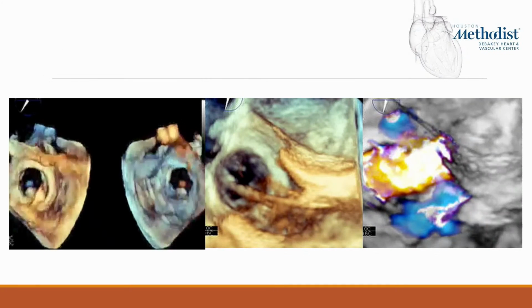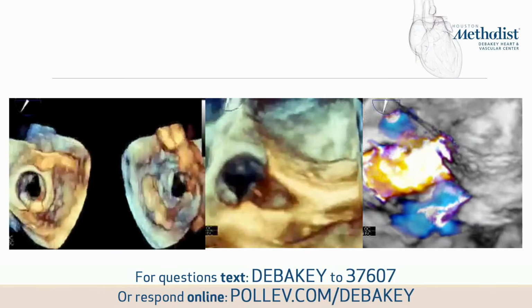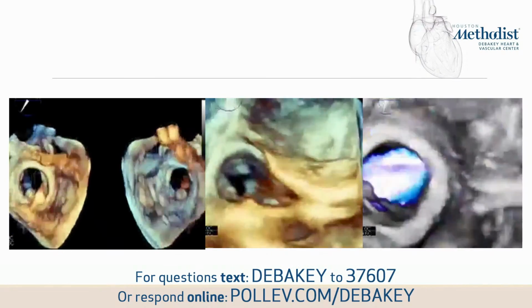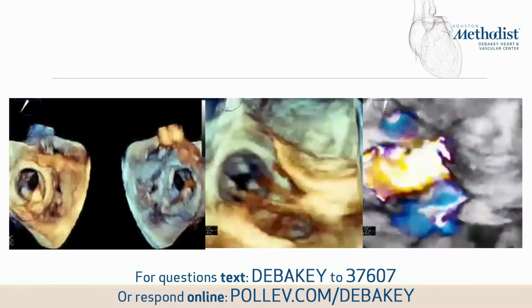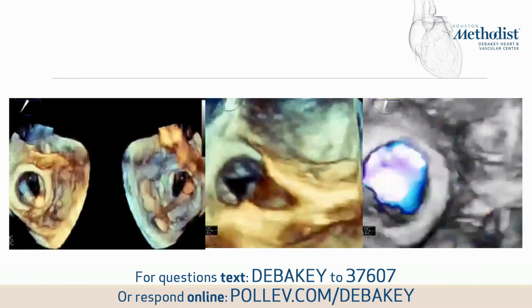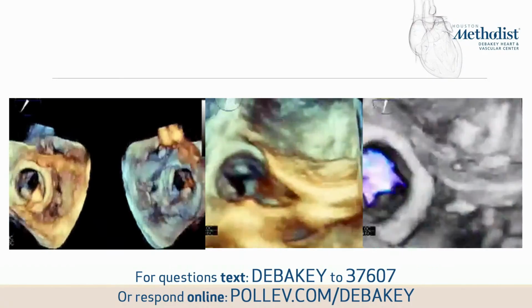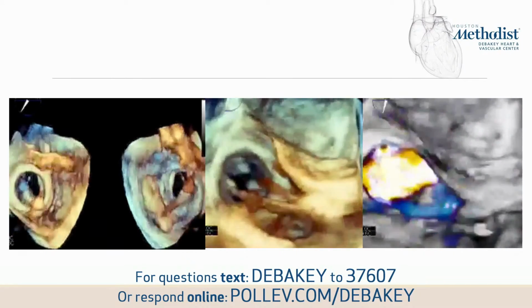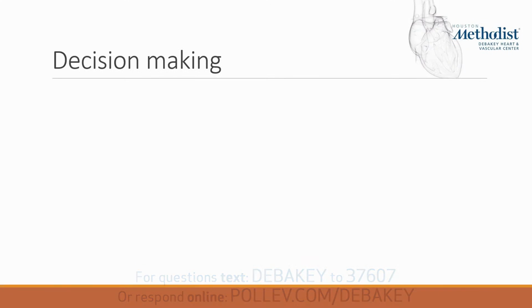However, the main clue came with the 3D imaging. We did the 3D imaging with TEE, and as you can see on the left-sided image, there is no coaptation of the leaflets at all. All the leaflets are frozen, leading to a very large non-coaptation gap and wide open TR. So I would like to pause here and ask our panel in terms of the management options for this patient.